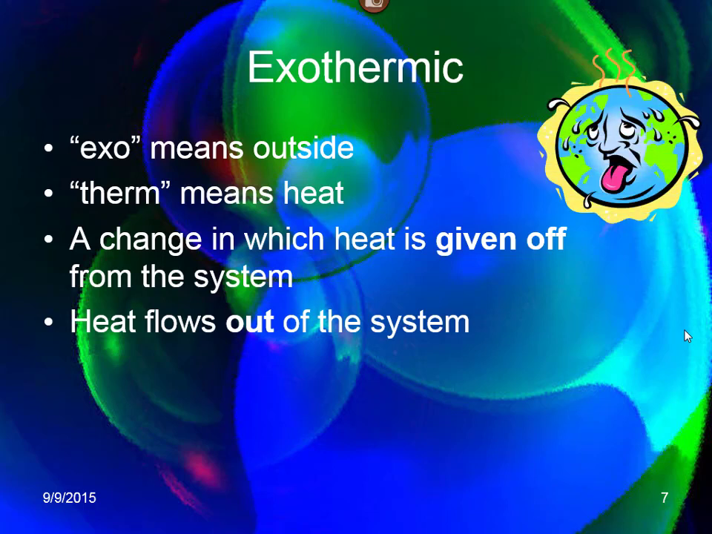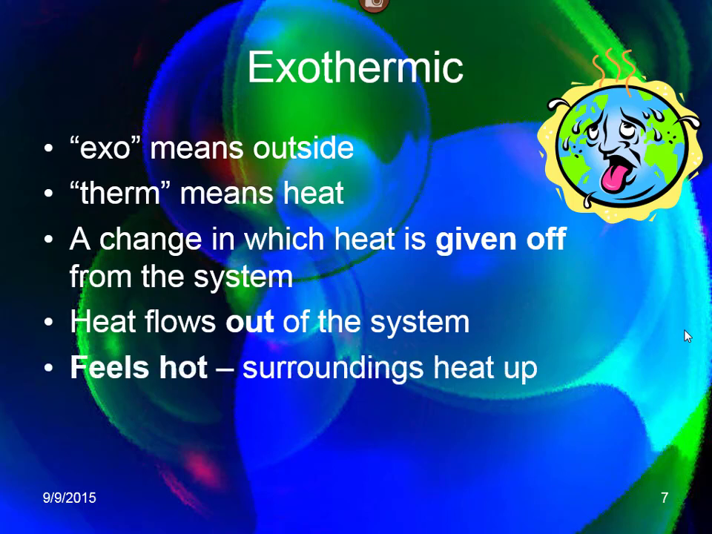If there is heat flowing out of the system, where does it go? To the surroundings. So if there is heat going to the surroundings, like your hands holding a beaker or a test tube, what are you going to feel? Hot. If the heat goes to the surroundings, exothermic changes are typically those that feel hot. The surroundings heat up.